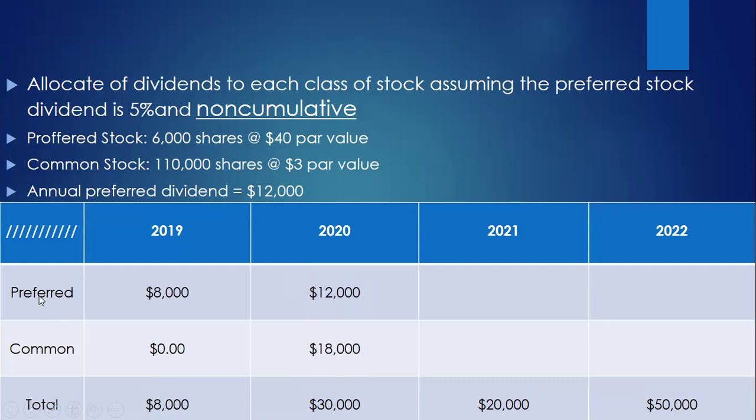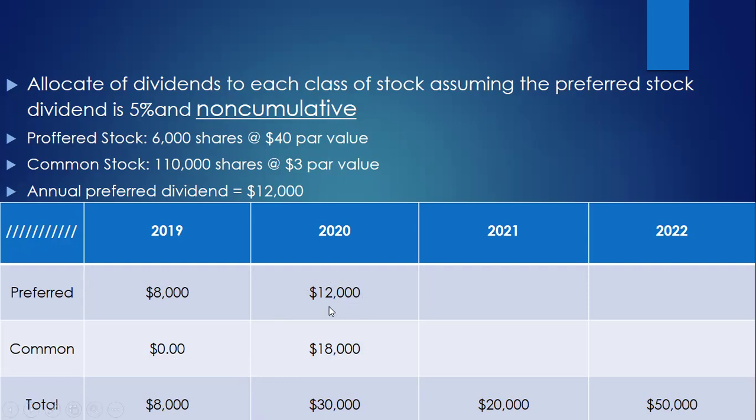Why? Because preferred got the privilege first. First, they get their 12, then the rest goes to common. Here, they should get 12. Unfortunately, we're only giving away 8,000. Too bad for the common stockholder. Nothing left for them. Now watch this.